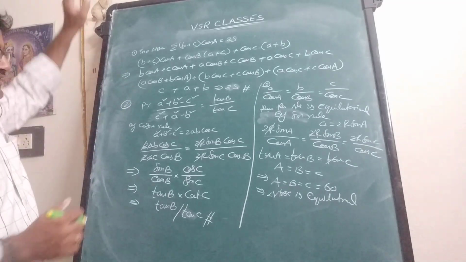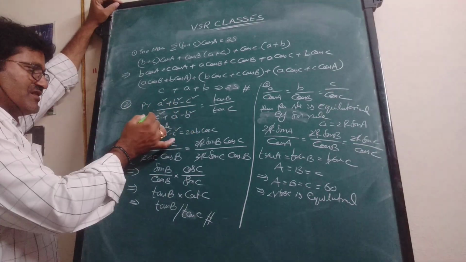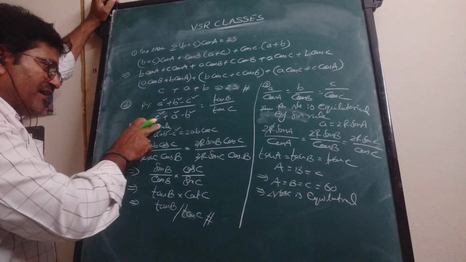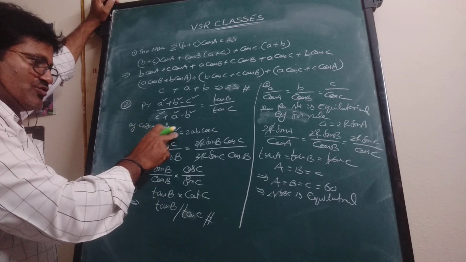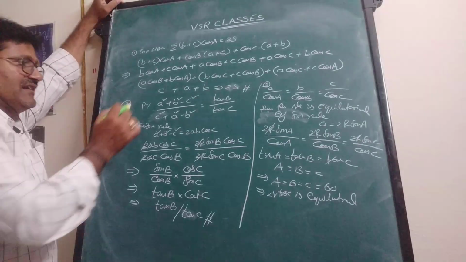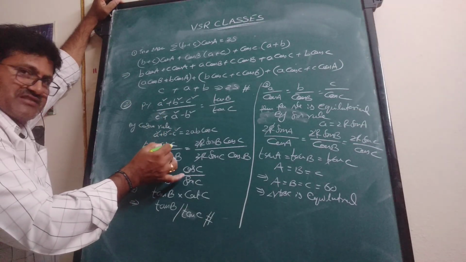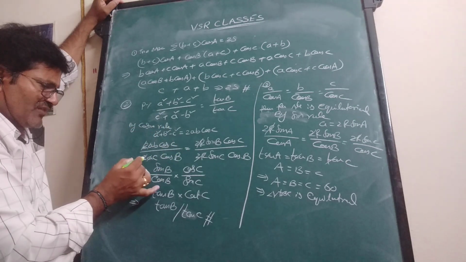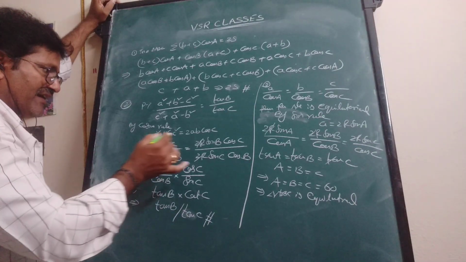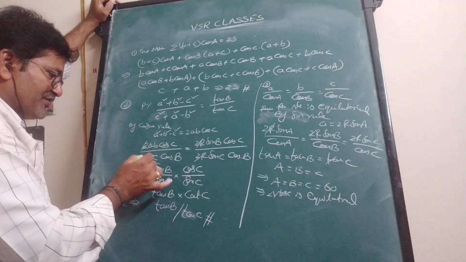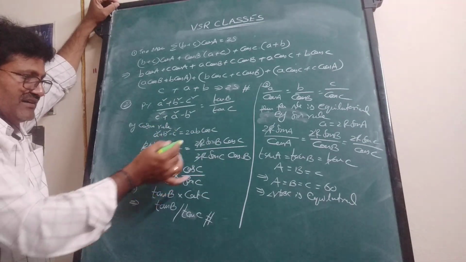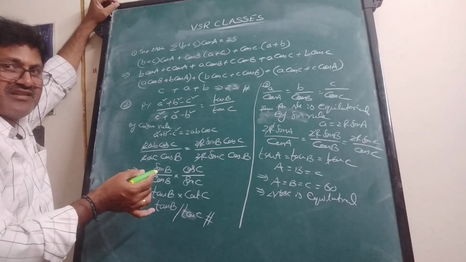Now prove that (a square plus b square minus c square) upon (c square plus a square minus b square) equals tan B by tan C. By the cosine rule, a square plus b square minus c square equals 2ab cos C. By cross multiplication you will get that value. In the numerator I wrote 2ab cos C, in the denominator 2ac cos B. Here 2a will get cancelled. Instead of b, I can write 2R sin B, and instead of c in the denominator, I can write 2R sin C, and the remaining same. And 2R will get cancelled in the numerator as well as the denominator.